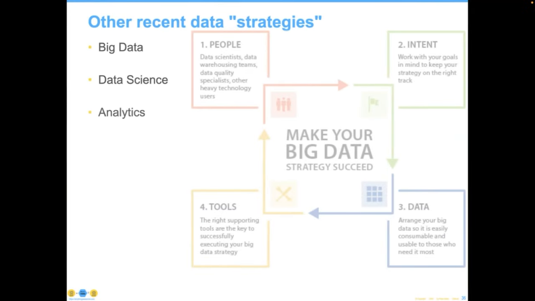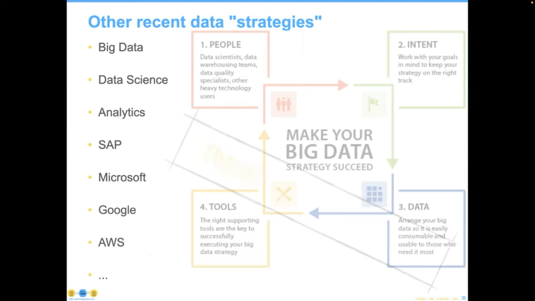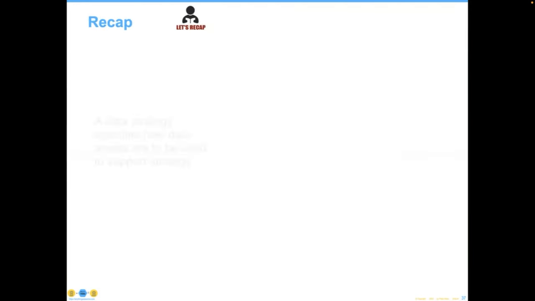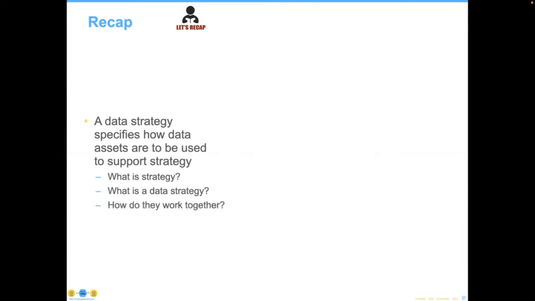And yet what I've seen over and over and over again from organizations is that they'll go in and say, well, our strategy is data science, right? Well, that's not a strategy. And I'm pretty sure that Sean will agree with me on that when he gets back up in here as well. So let's just do a quick recap.